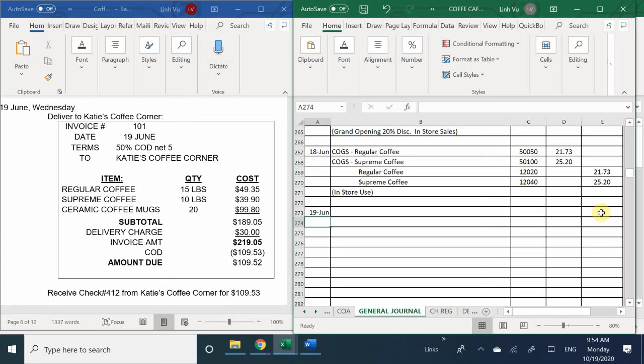It should be checking and receivables. Yes, it should be checking because we did receive 50% of the money. She wrote a check right here. It's right here, right below. It says we received check number 412 from Katie's Coffee Corner for the 109.53. Okay, so checking is going to be 10,100 for the 109.53.